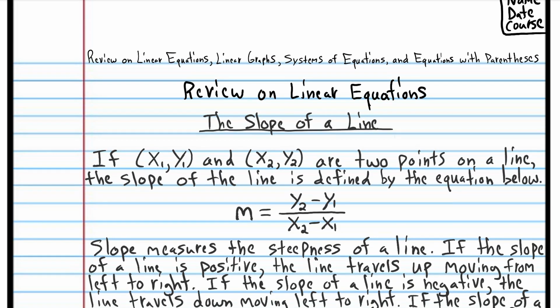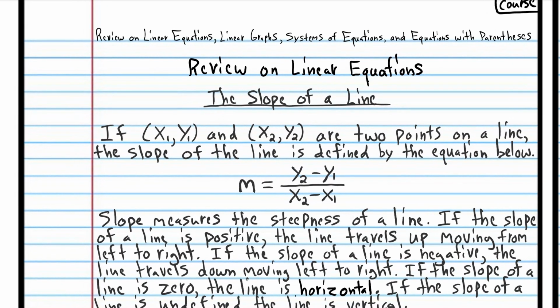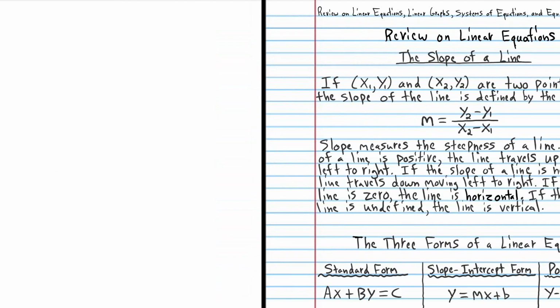In my beginning algebra course, we learned about the slope of a line. That measures the steepness of a line. So if a line is going up from left to right, the slope is positive. If it's going down from left to right, then the slope is negative. If the line is flat, the slope is 0. And if the line is vertical, then the slope is undefined. That's the case where you have like 3 over 0. That would be an undefined slope. Whenever you have 0 in the denominator of a fraction, the fraction is undefined.